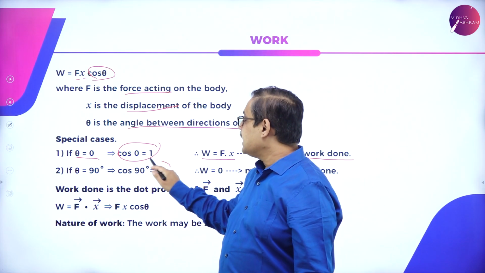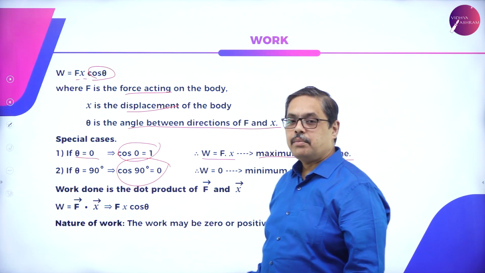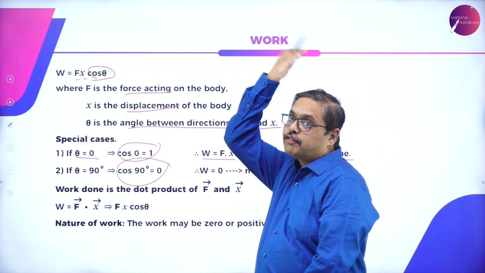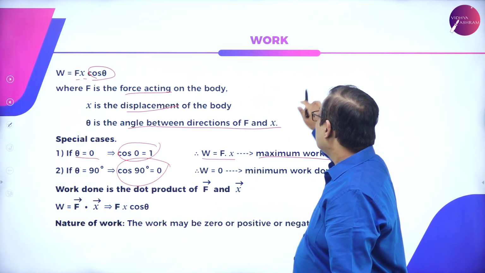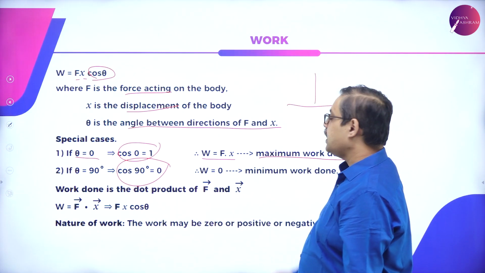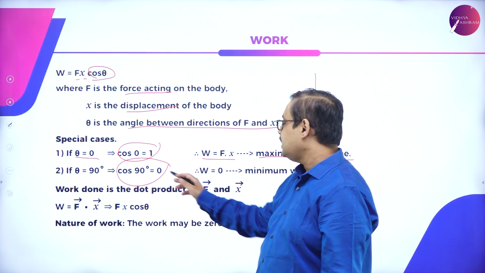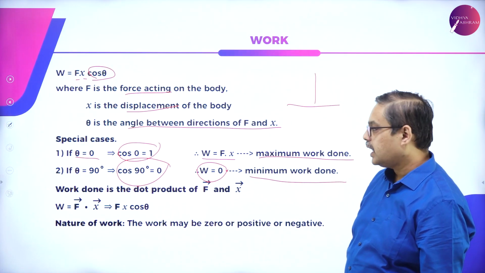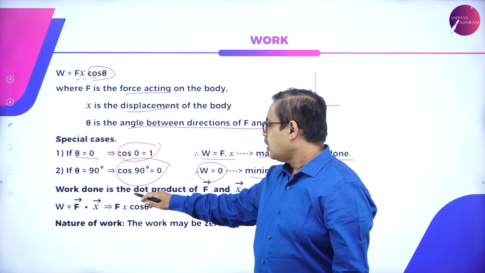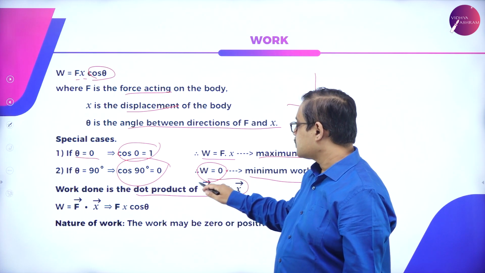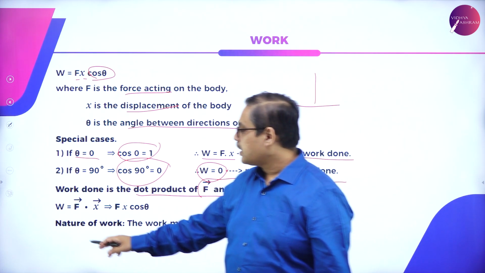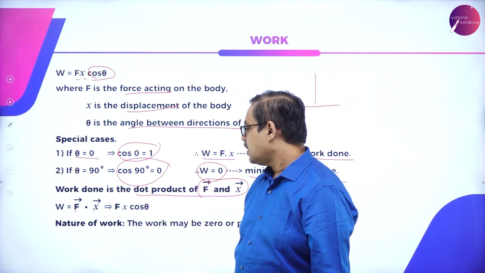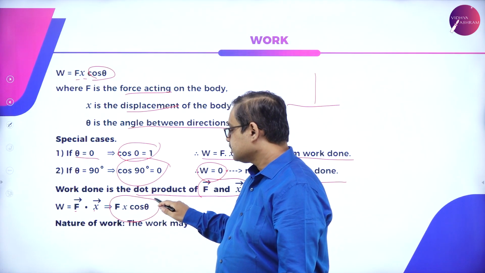Suppose theta is 90 degree. I am trying to push it, the object gets lifted. Okay. So the force and displacement are perpendicular to each other. What happens? Cos 90 is 0. Work done will be minimum. Okay. Work done is always the dot product of force and displacement. So work done is F dot X or Fx cos theta.